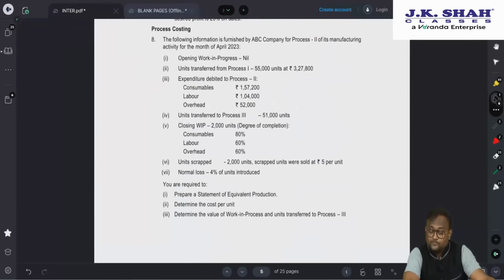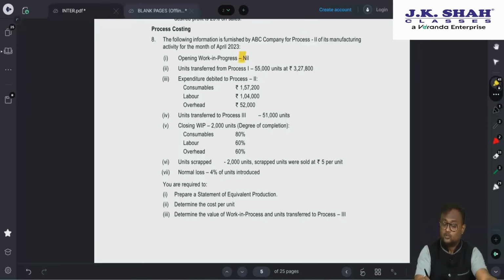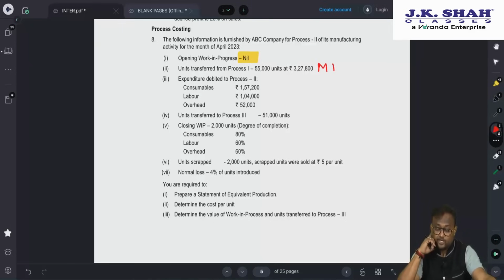The following information is furnished by ABC company for process 2 for its manufacturing activity. The best part is there is no opening WIP. Units transferred from process 1: 55,000. Expenditure debited to process 2: consumables, stores and overhead. So we have 4 different types of expenses. For me, it is material introduced, then I have consumables, then I have labor and I have overheads.